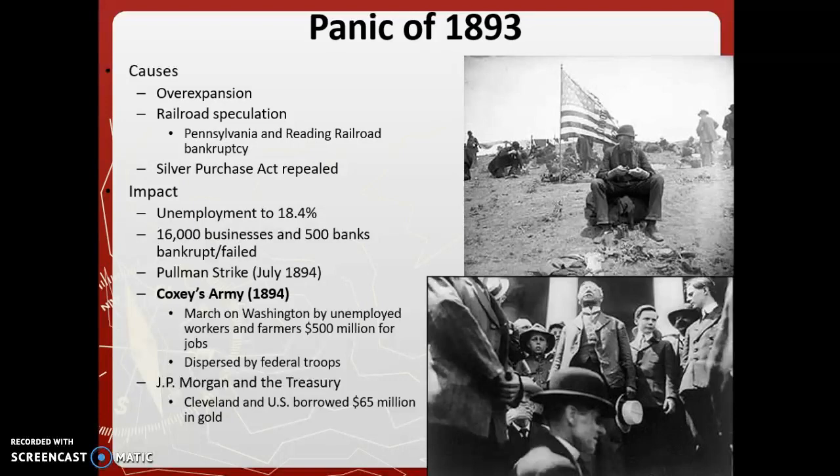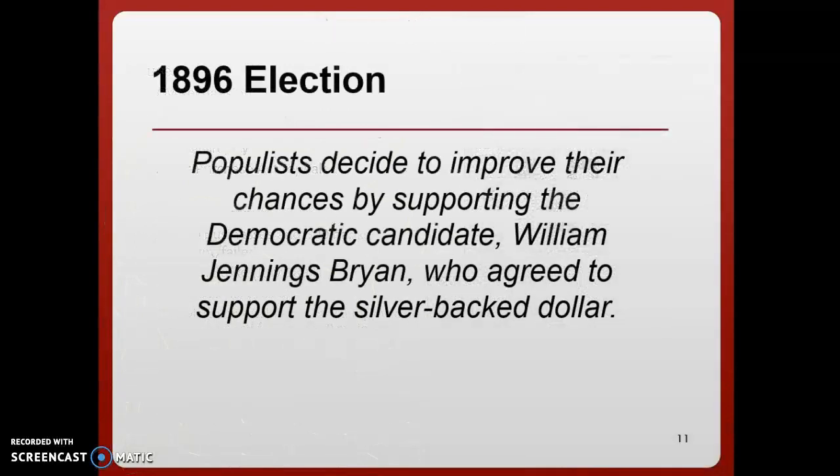But in 1893, this lasted a number of years, and so by 1896, the Populist Party and the populist message of bimetallism is very attractive to a lot of people, and especially the Democratic Party. So in 1896, they decide that they are going to support the Democratic candidate, William Jennings Bryan, who is very sympathetic to the populist movement.